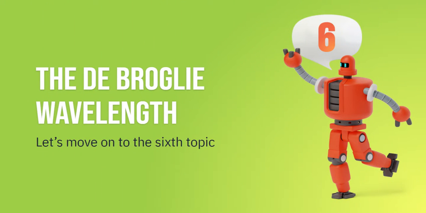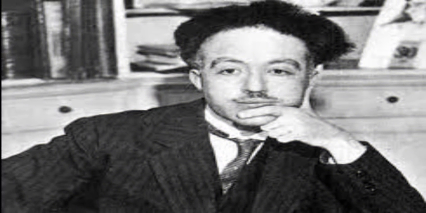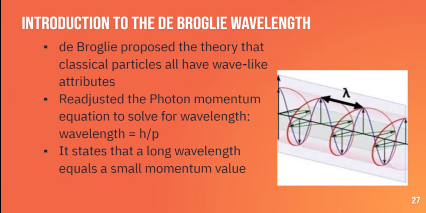The sixth topic is the de Broglie wavelength, and I'll also be solving a bonus example problem. The key figure for this topic is Louis de Broglie, a French physicist who discovered the wavelength associated with the motion of a particle possessing momentum of magnitude p, otherwise called the de Broglie wavelength. According to the de Broglie wavelength equation, a long wavelength equals a small momentum value. If a particle has a wavelength, the particle should exhibit interference like waves.